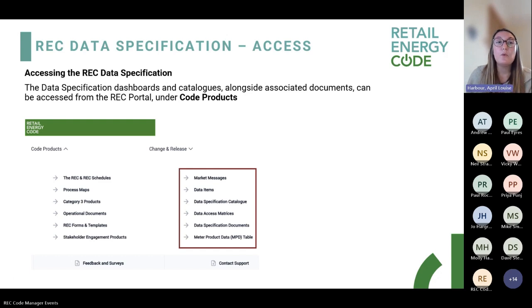So you can access all the REC data specification catalogues, dashboards and documents from within the REC portal under Code Products. So all the items that are included on the right-hand side of the slide screenshot you can see there. And you can open any of the items and download or access relevant pages as necessary.